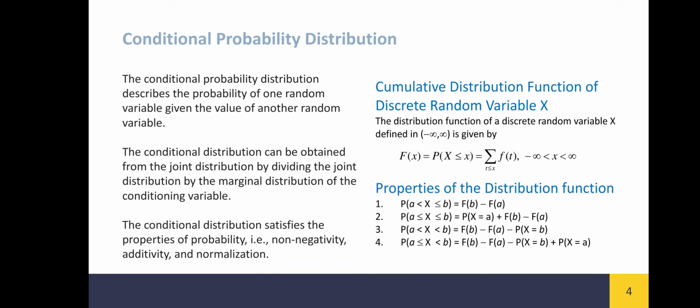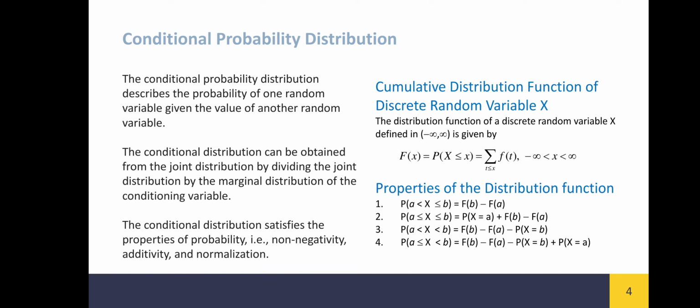Cumulative distribution function of discrete random variable x. The distribution function of discrete random variable x defined from minus infinity to infinity is given by F of x is equal to P of capital X less than or equal to small x is equal to sigma of t less than or equal to x f of t, that is, t lies between minus infinity and infinity.